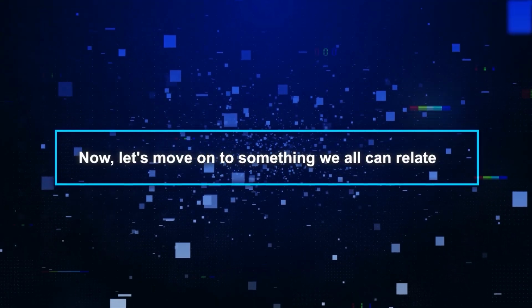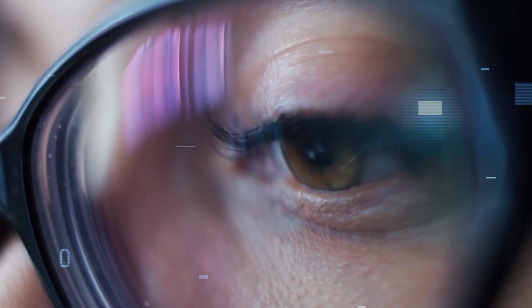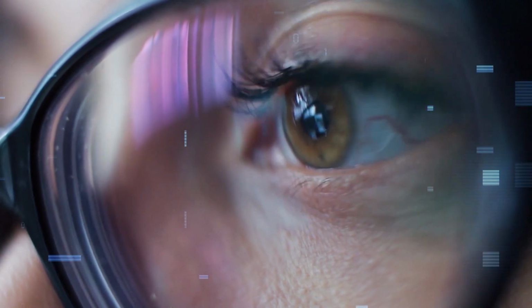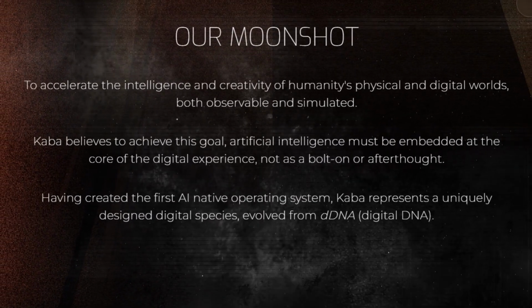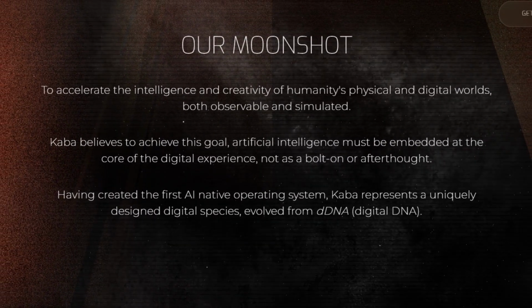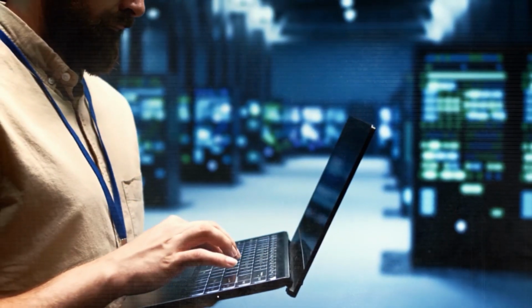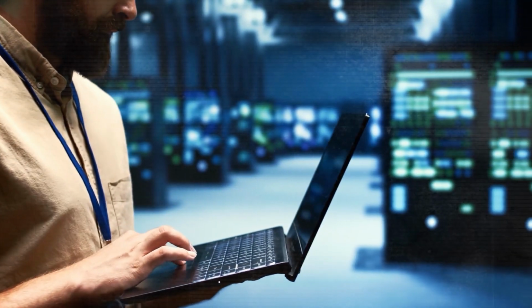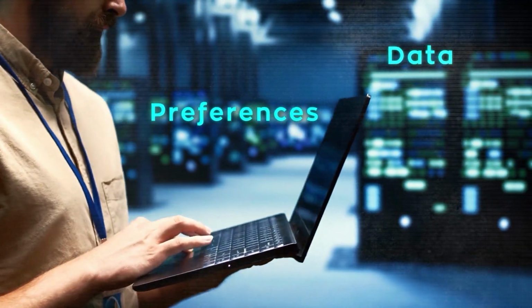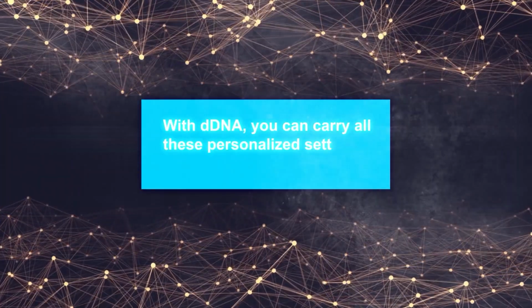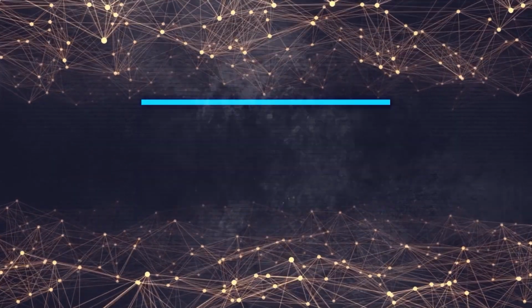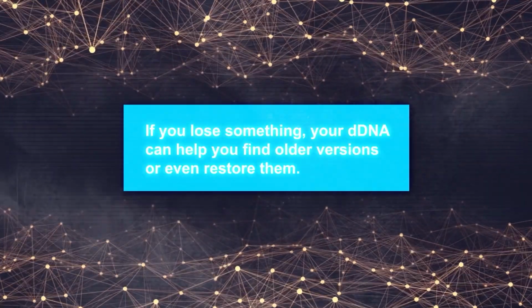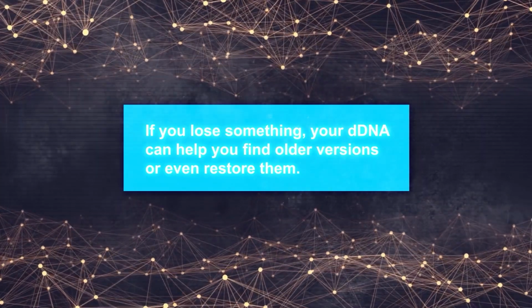Now, let's move on to something we all can relate to. The annoyance of switching devices and losing all those carefully tailored settings. Kaba AI has figured out a way around this, introducing something known as dDNA, or digital DNA. Picture it like a personal signature that carries all the things that make your digital world uniquely yours. Data, preferences, even your history. With dDNA, you can carry all these personalized settings across various devices and platforms. If you lose something, your dDNA can help you find older versions or even restore them.